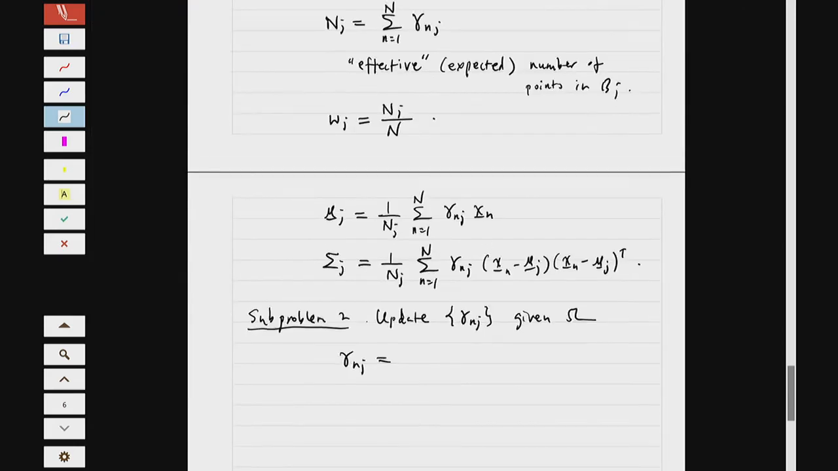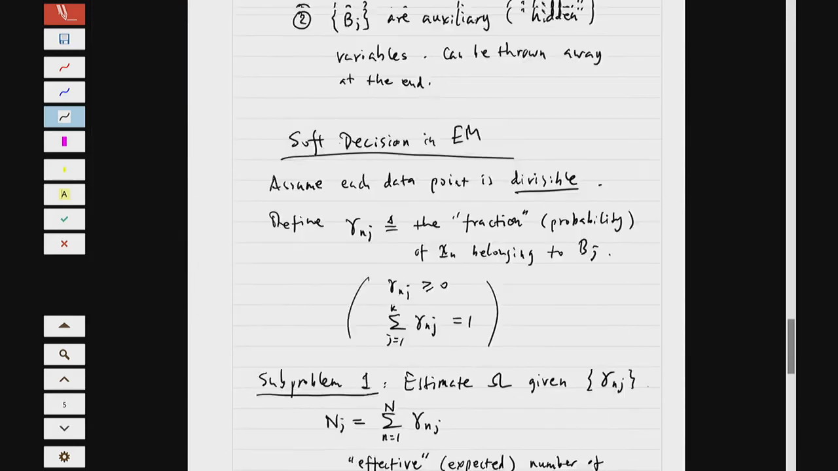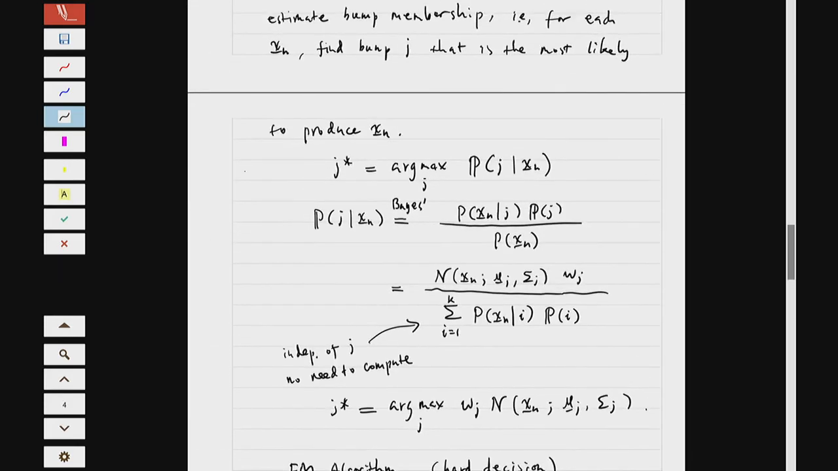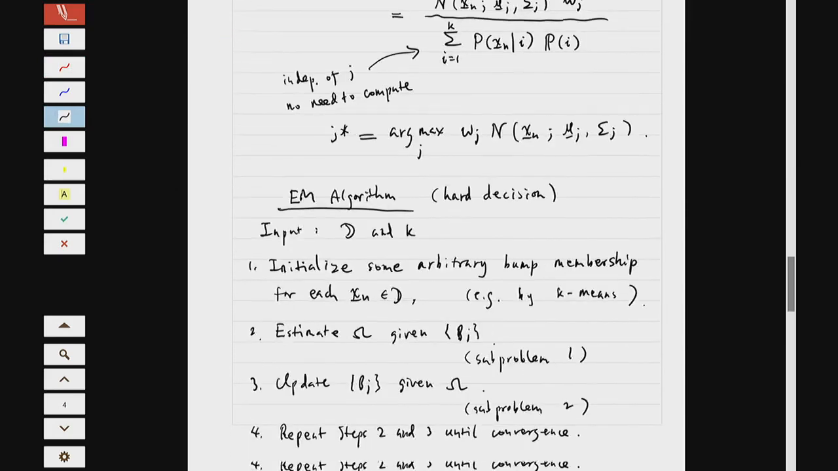Previously, what did we do in subproblem 2? Previously, when we had to make a hard decision, we were forced to make a decision. We pick the best J out of that probability. So right now we're saying that we don't have to force ourselves. We don't have to make a hard decision. We just keep this probability. That's good enough, the probability that this point is inside the J. And we just interpret that probability as the fraction of the point that's inside the bump J.